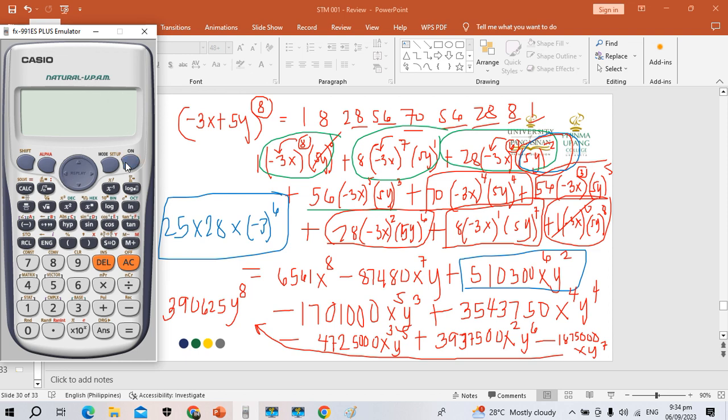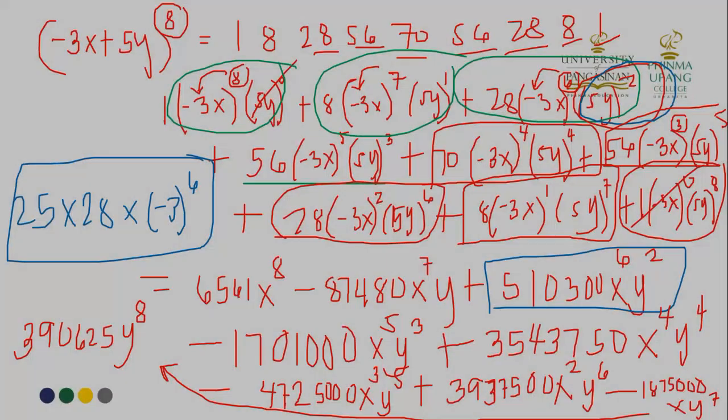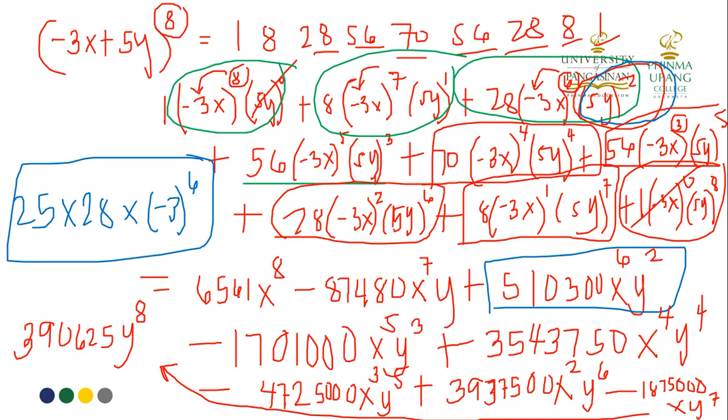And for the last term, 5 raised to 8. This is 8. And the answer is 390,625. And that's it. That's all for tonight. Do you have any questions, po?